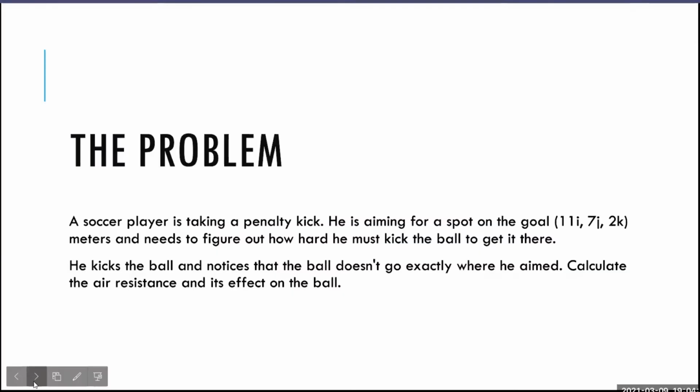Next slide, please. All right, so the problem is that a soccer player is taking a penalty kick. He's aiming for a spot on the goal, which is 11 by 7 by 2 meters, and needs to figure out how hard he must kick the ball to get it there. He kicks the ball and notices that the ball doesn't go exactly where he aimed. So we're trying to calculate the air resistance and its effect on the ball.